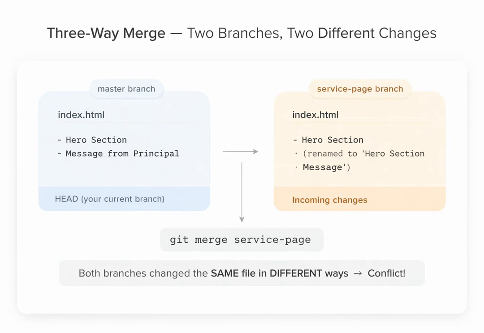So here's where it gets interesting. On the master branch, someone renamed the hero section and also added a message from principal section. On the service page branch, you renamed the hero section to something else, like hero section notice. Now, both branches have modified the same file, but in different ways. When you try to run git merge service page from the master branch, Git can't automatically decide which version is correct. It sees two conflicting changes to the same line or section. This is what triggers a merge conflict, and this is actually the most common problem you will face when working in a team. It's not something to be scared of. It's just Git asking you, hey, two people changed the same thing. Which one should I keep?